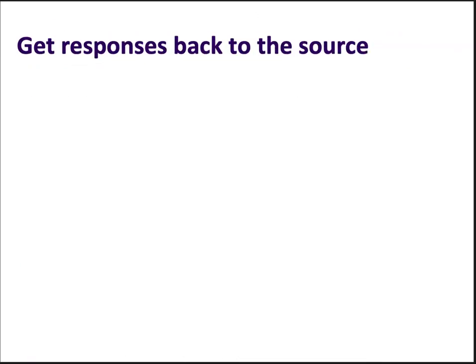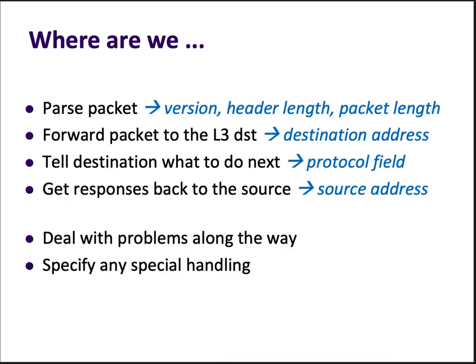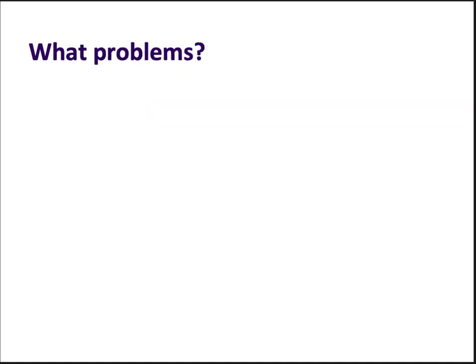Okay. So finally, getting responses back to the source, we covered this already. I need the source IP address. So taking stock, these are the fields we're going to need in the IP header so far. We had two more tasks we needed to do. One was to deal with problems along the way, and the other was the specialized handling. What problems do you think we could have in the network? I think one of them came up, which was I could have some corruption. Some of my bits get corrupted by the equipment along the way.